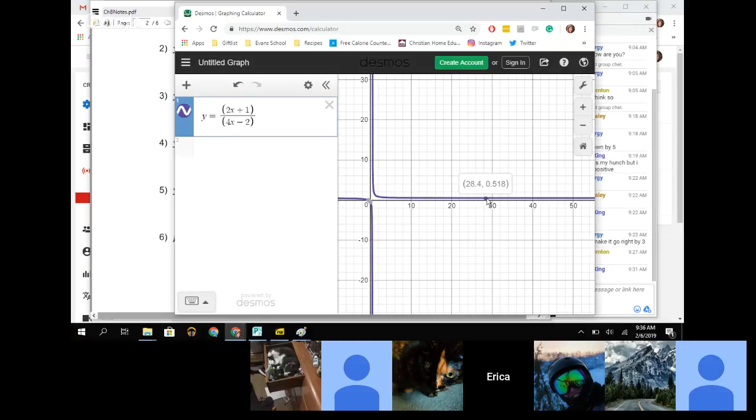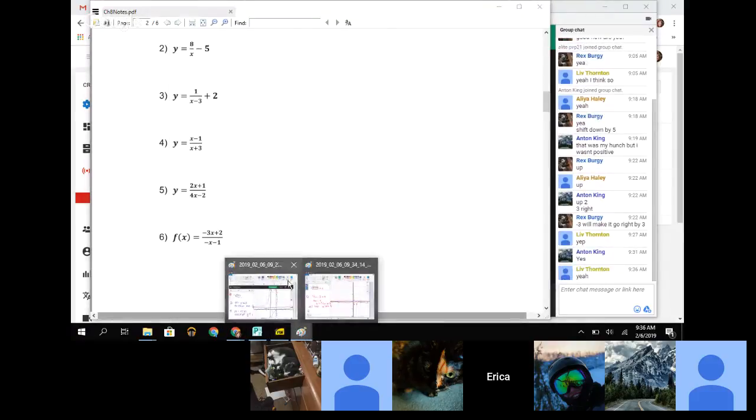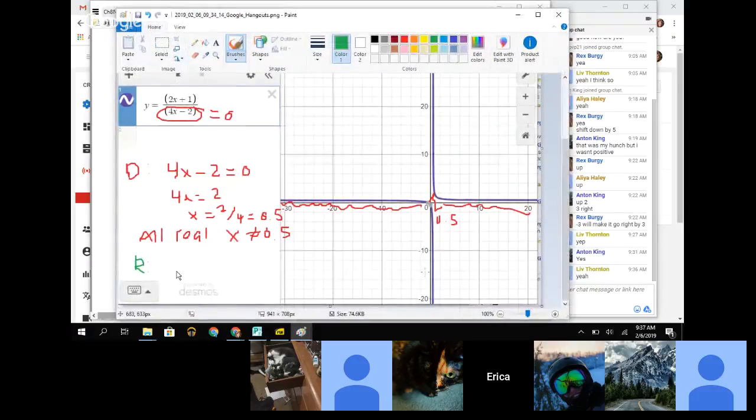The y value looks like it's also getting really, really close to 1/2, right? Yes, no, maybe. Yeah, okay. So the y value is all real numbers except y cannot equal also 1/2.